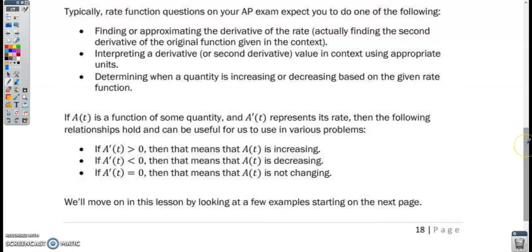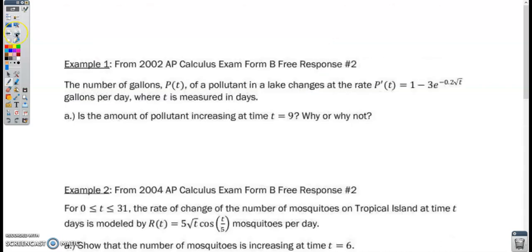If we have some function A of t that's the function of some quantity, and A prime of t represents its rate, then the following relationships hold. If A prime of t is positive, A of t is increasing. If A prime of t is negative, A of t is decreasing. And if A prime of t is equal to 0, then at that moment A of t is not changing. So let's dive into the examples and see how far we can get.